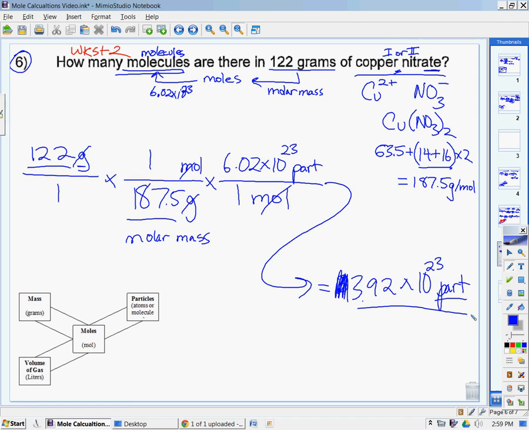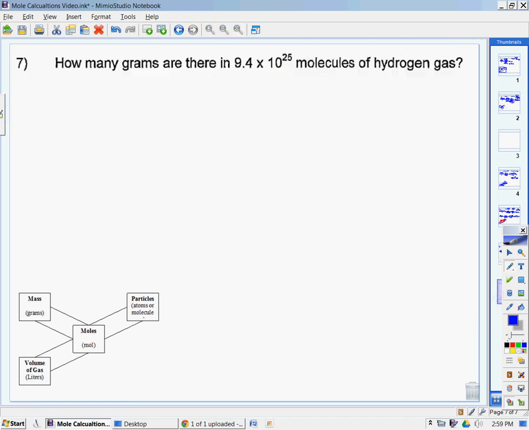I'm also going to do number 7. So number 7 actually is a reverse kind of problem. It starts with molecules and goes to grams. So we're going to want to convert from molecules to moles, which is the center unit of all chemistry, and then convert moles to grams. To go molecules to moles, we're going to have to use that 6.02 times 10 to the 23rd number. That's Avogadro's number. And to go moles to grams, we're going to need to use the molar mass. All right, so here we go.